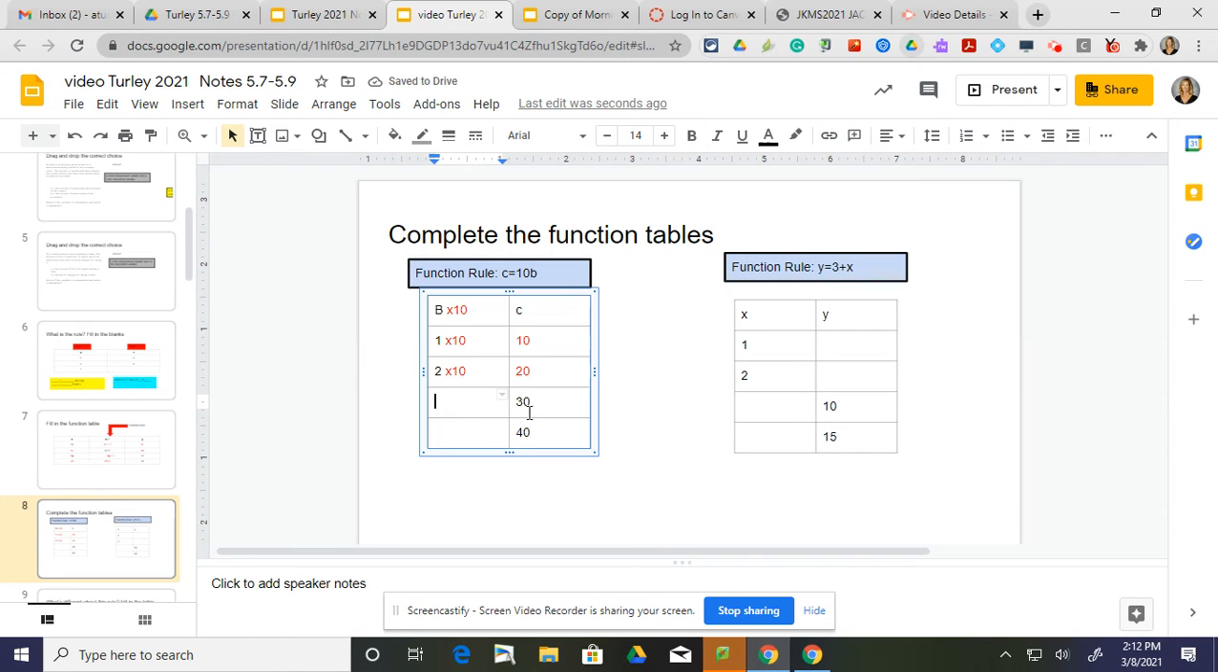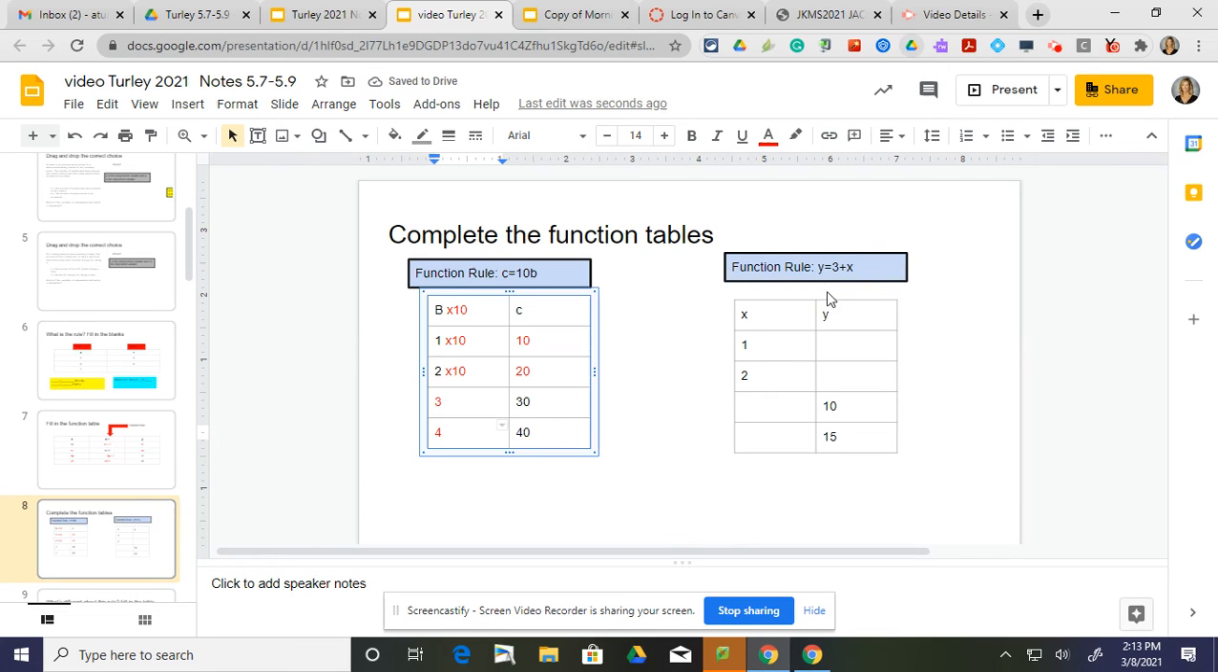Okay, this time we're given the answer, so we have to work backwards. So what times 10 equals 30 will be 3. Because in your head, you could think of the opposite of multiplying by 10 is dividing by 10. So 30 divided by 10 would equal 3. 40 divided by 10 would give us 4.